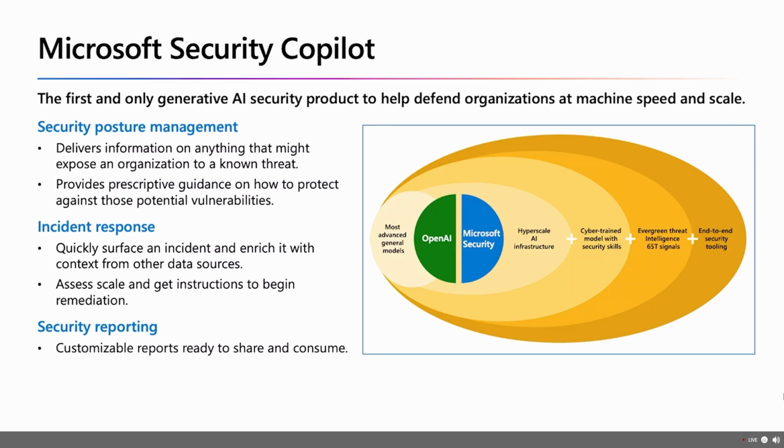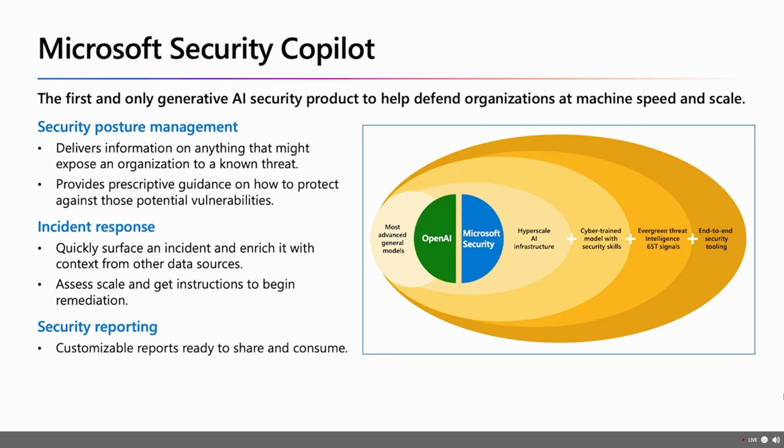The center of Microsoft Security Copilot is the prompt bar that allows security analysts to ask questions in natural language. We have three primary use cases: security posture management, incident response, and security reporting. Let's look to the first use case, security posture management. Security Copilot delivers information on anything that might expose an organization to a known threat. It then gives the analysts prescriptive guidance on how to protect against those potential vulnerabilities.